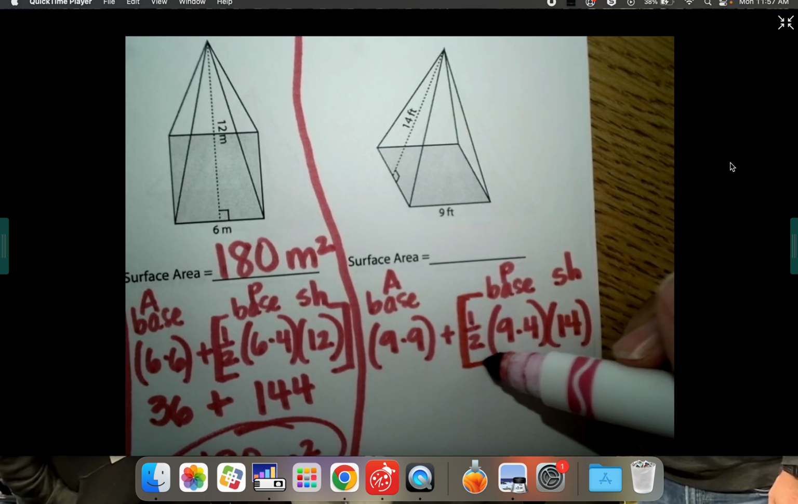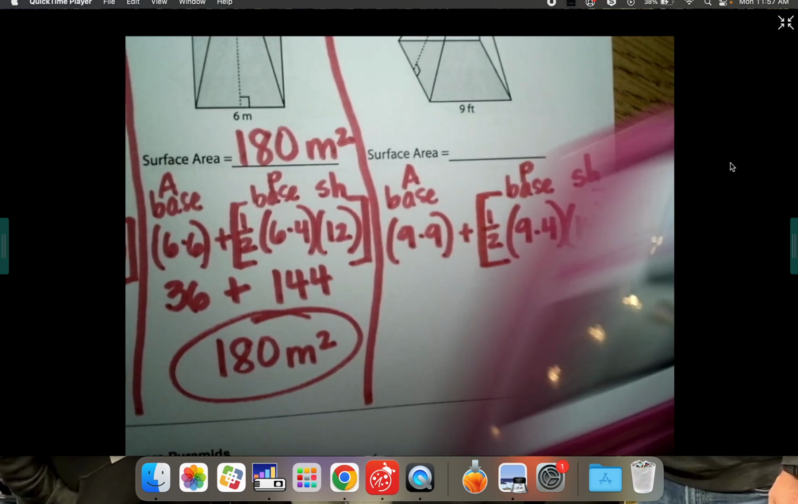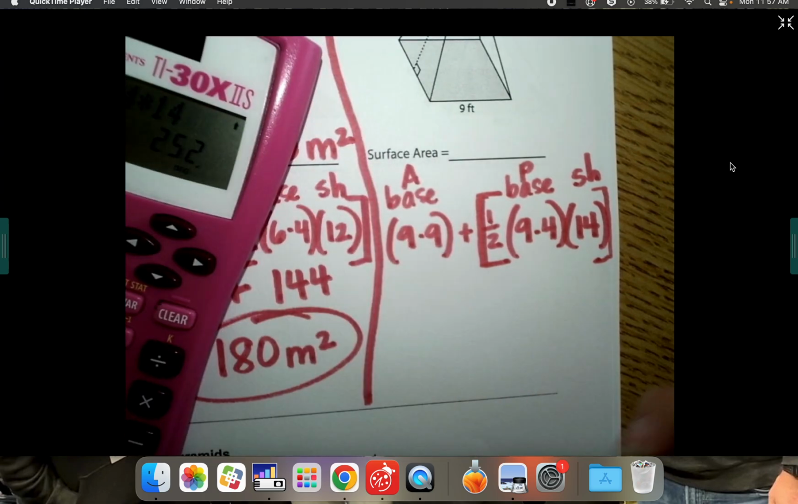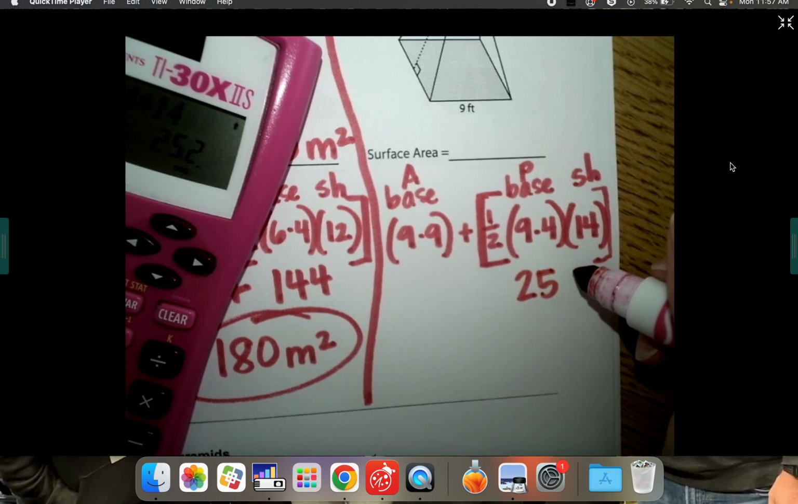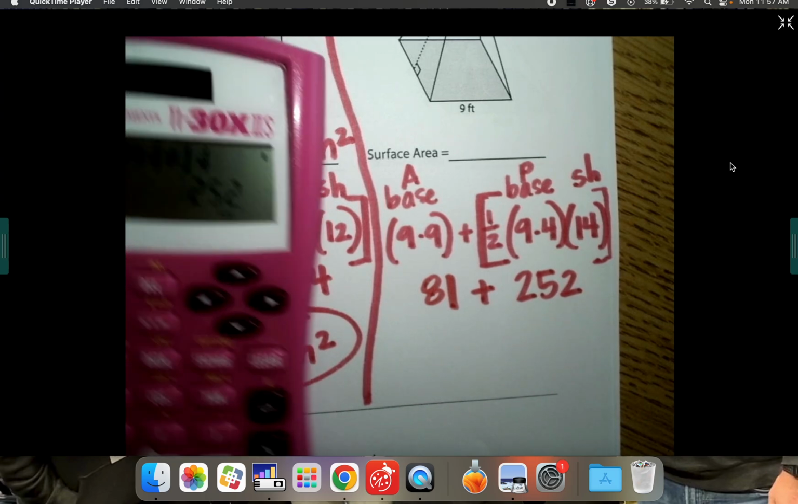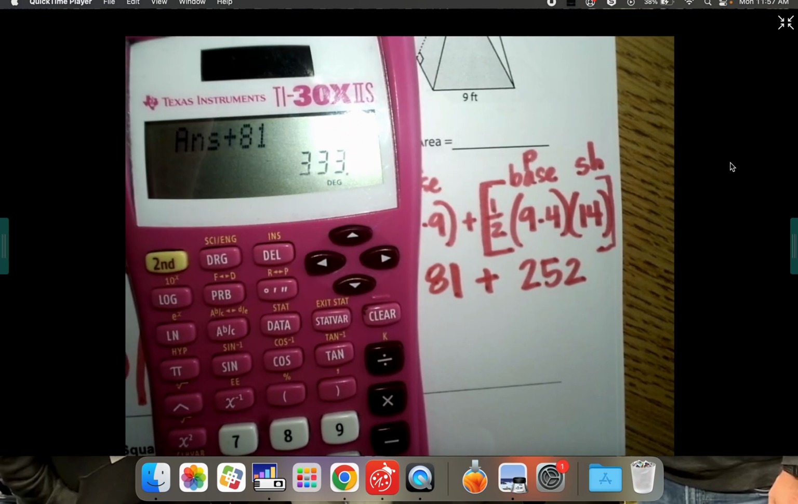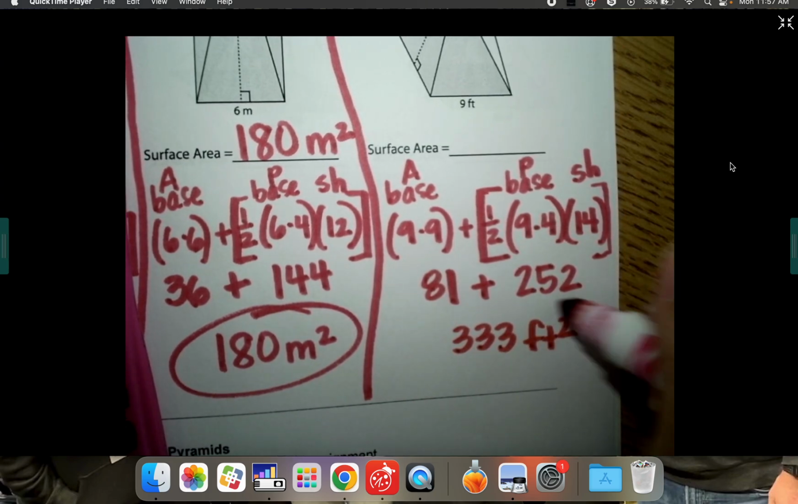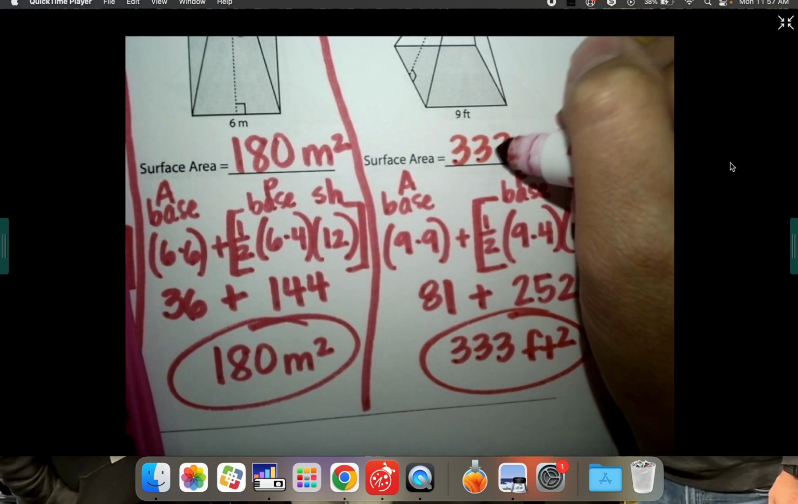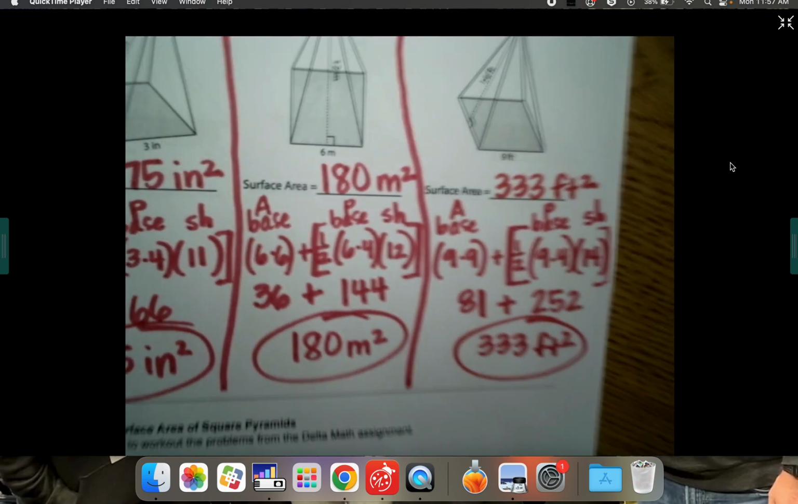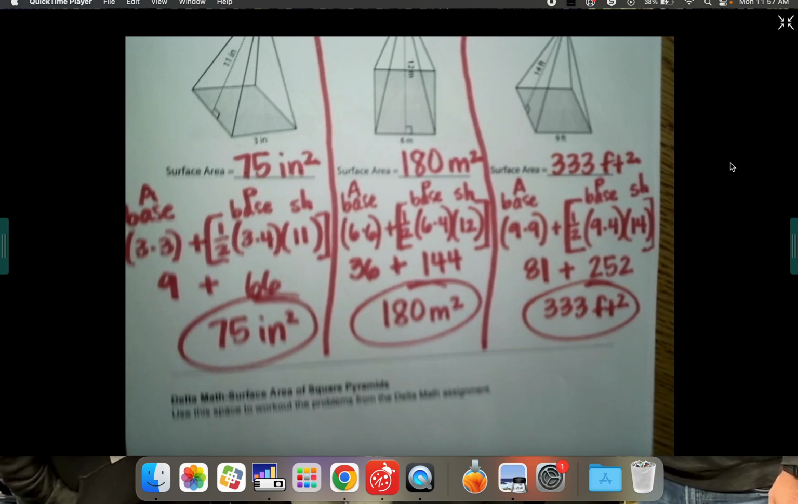So again, I'm going to multiply the part that is all multiplied first. So 0.5, or 1/2, times 9 times 4 times 14. That is 252. And to that, I'm going to add the 9 times 9, which I know is 81. So 252 plus 81 equals 333, and this time it is square feet. So 333 feet squared. You may now go check these 3 with your teacher before you move on to your assignment.